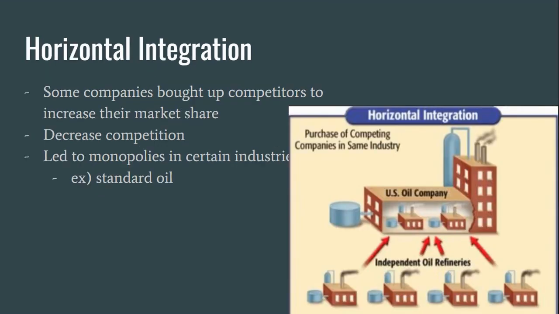Another way companies in this era grew so large was horizontal integration, in which companies bought up competitors to increase their market share and decrease competition. This also led to monopolies in certain industries, most notably Standard Oil.